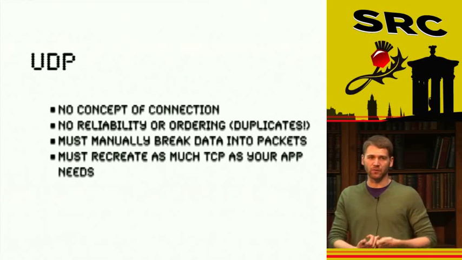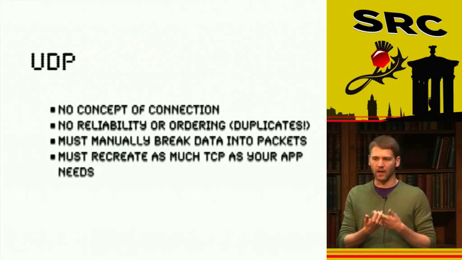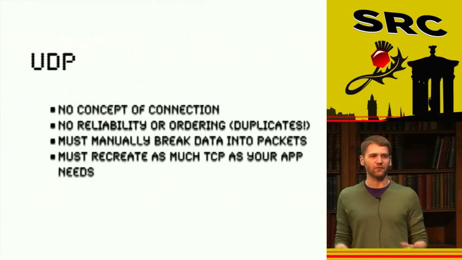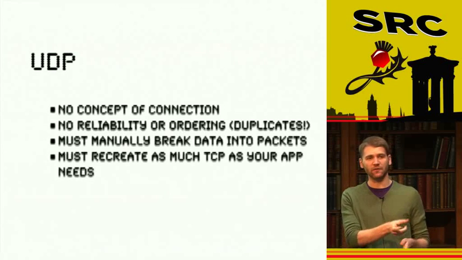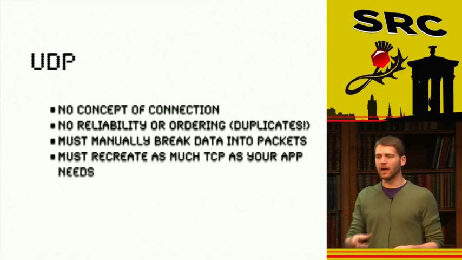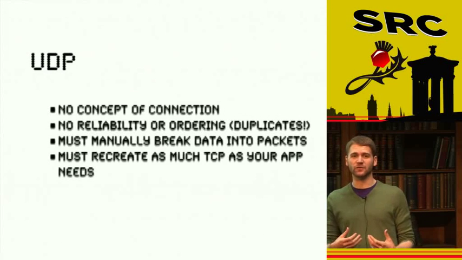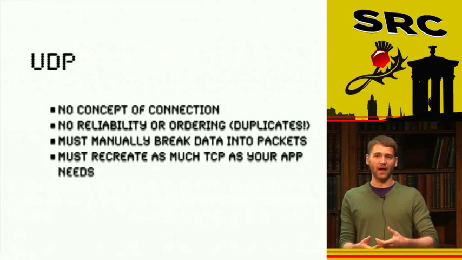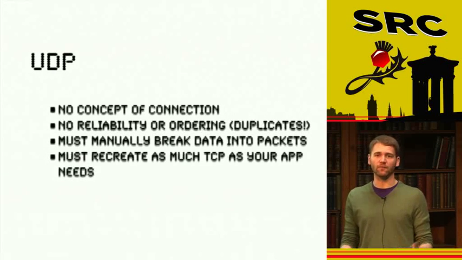You have to manually break data into packets yourself. So I might choose to make that 256 bytes. I'm going to break what would be a data stream into chunks of 256 bytes and shove them each across the wire. And I'm guaranteed on the other side that I'll pull down a 256 byte chunk, but I won't know if I missed one, if they arrived, if they're arriving out of order, or if one was dropped. I don't know who it came from.